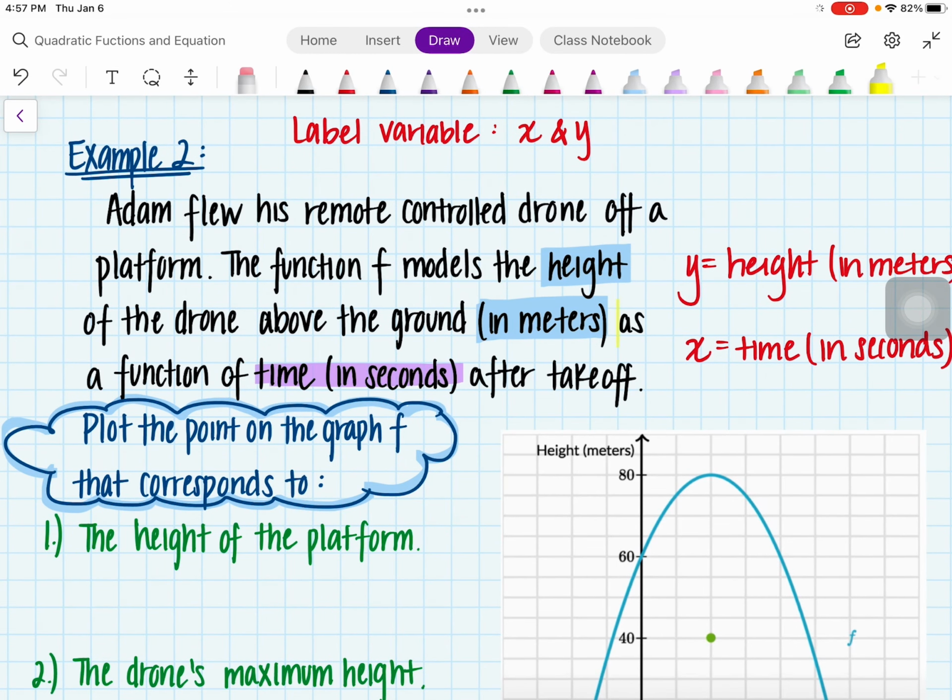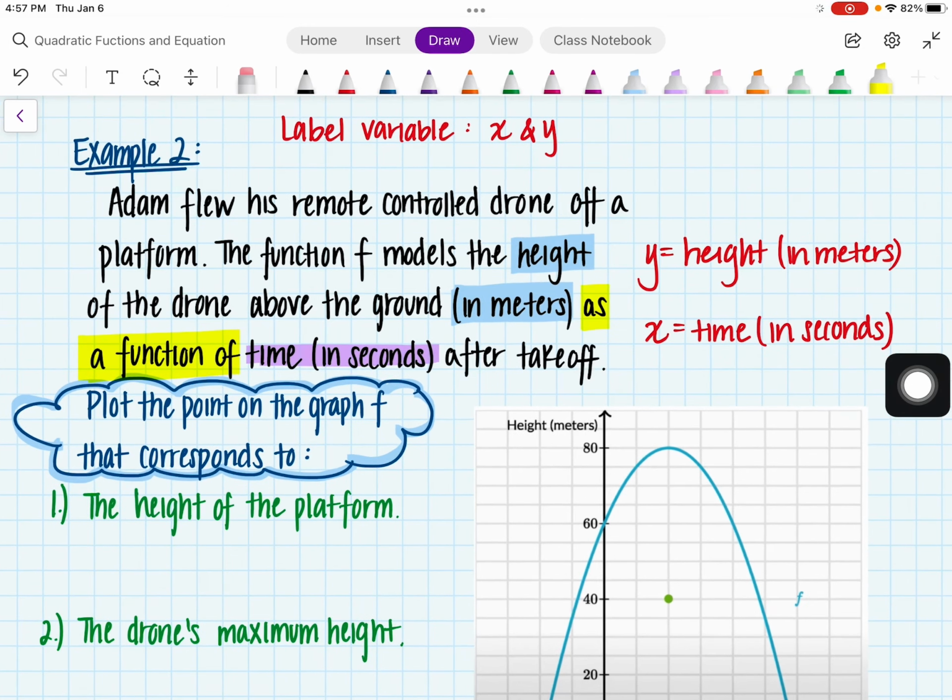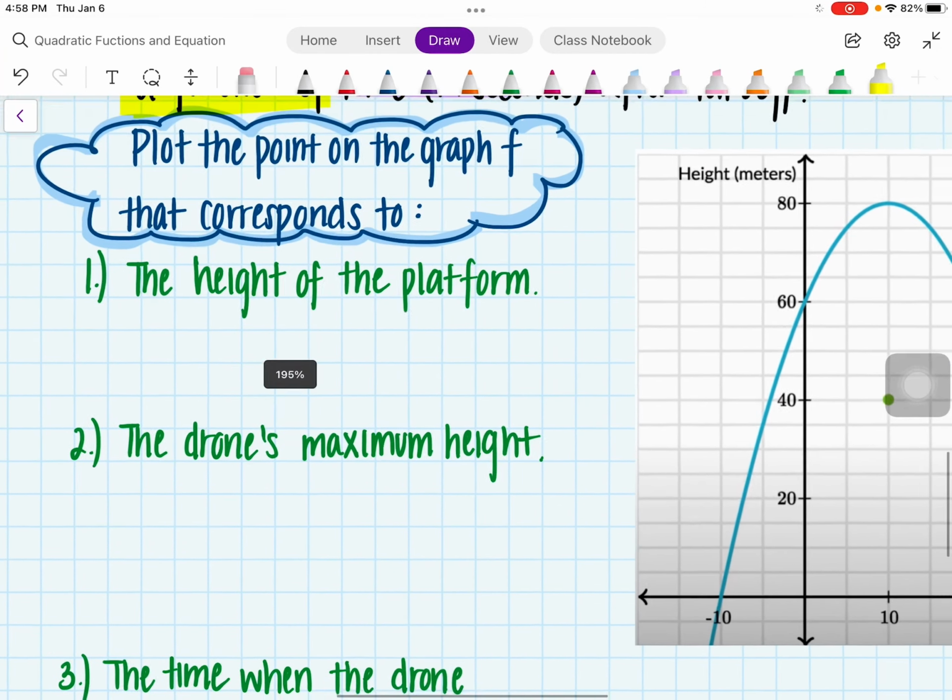Another way you could also identify it is if they use the phrase "as a function of." Any unit of measure that comes before this phrase that I just highlighted in yellow represents y. Anything that comes after it represents x. This is important to identify, because when we work with word problems later on in the chapter, we can identify whether we're looking for an x or a y, and then break it down into 2 possibilities instead of 4. So once again, height is y, time is x.